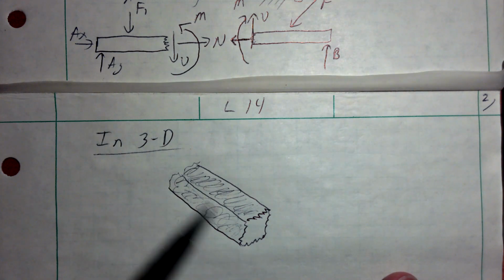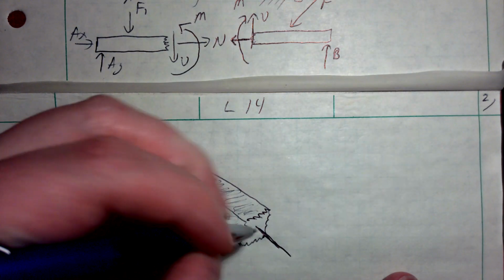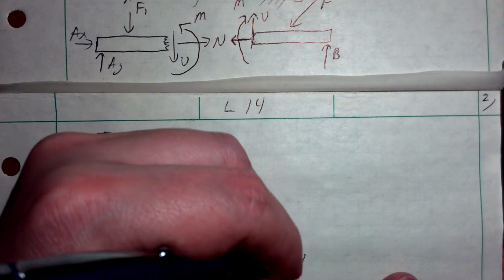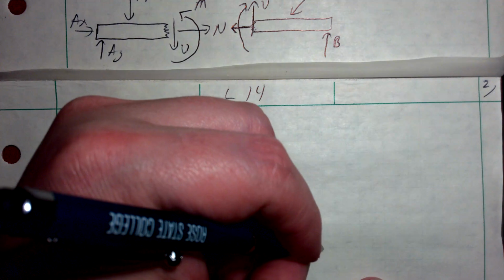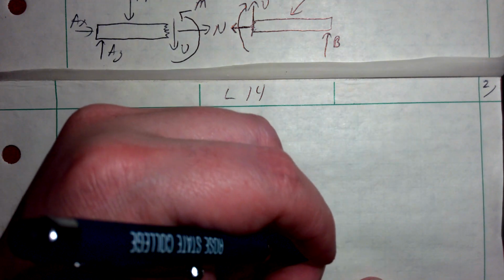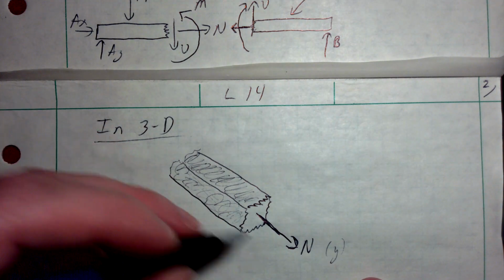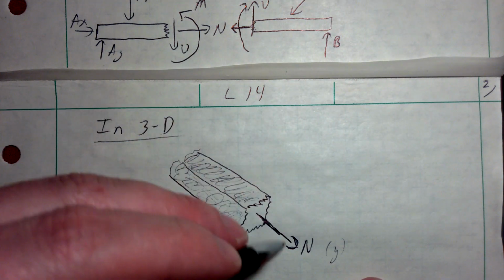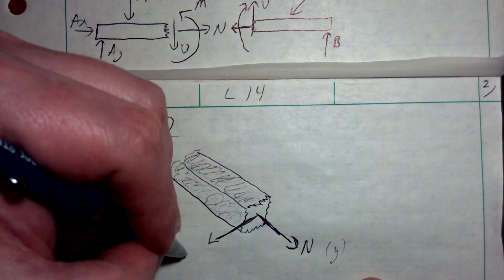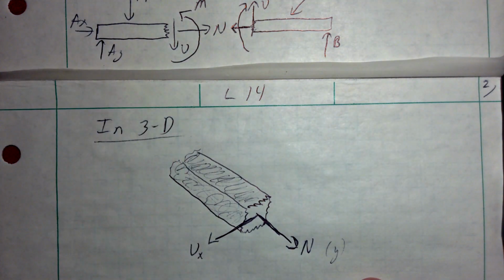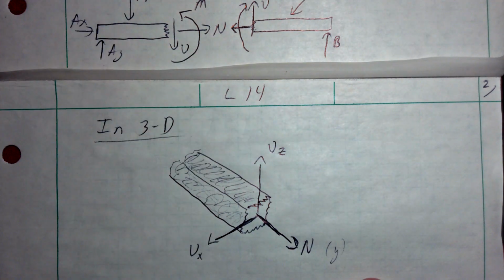This would be, of course, the long axis of the beam. You would still have a normal force. But the normal force would be in the y direction, as I've drawn it here. That's putting the long axis kind of in the y direction, x-axis being this way. So perpendicular to that, I would have a shear force in the x direction, and I would also have a shear force in the other perpendicular direction.